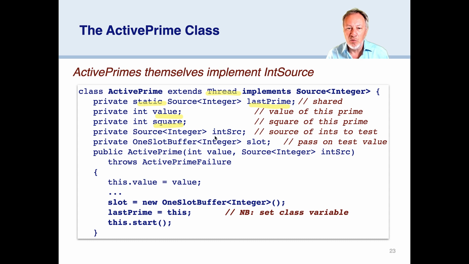It knows what source it's connected to, where it's going to get the next value to test, and it has a one-slot buffer where it can put the values that should further be tested by the next prime in the flow. Here's our constructor. The constructor knows what value we are holding, what our active prime value is that we're testing against, and it also knows which integer source it's connected to, where it's going to get the values to test.